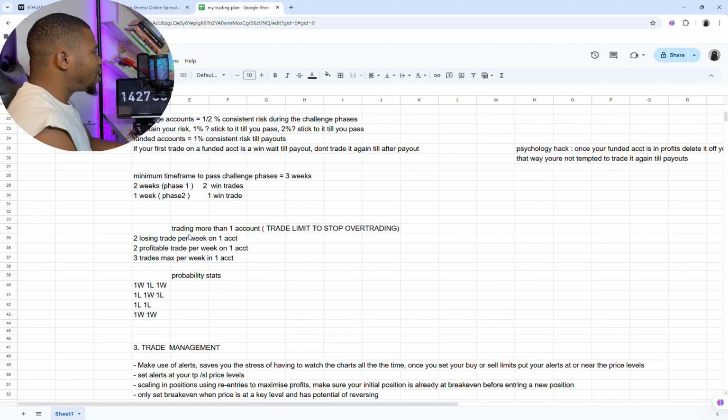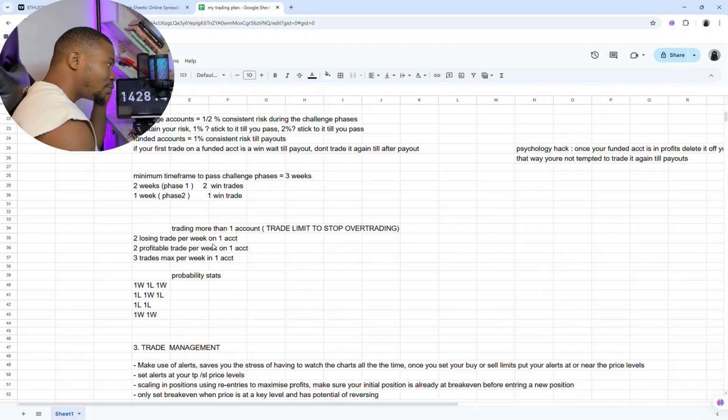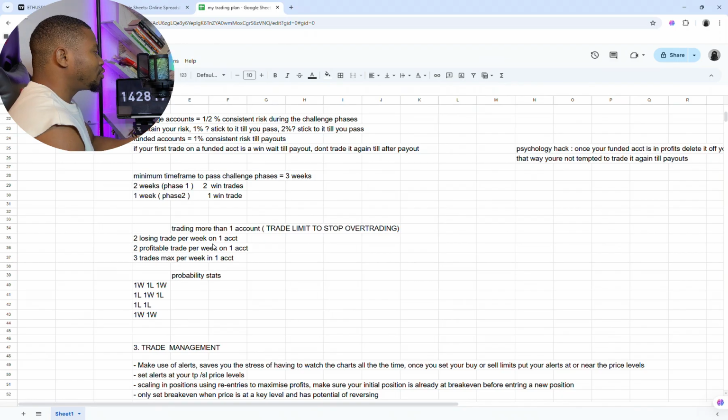2 losing trades per week on one account. Let's say I lose 2 trades every week, I'll just choose one account and start trading on it. Then if I lose a trade on that account, I'll stop trading on it and focus on another account. But my maximum trades per week is actually 3, which means sometimes if I take the 2 losing trades, I might not trade for that week again on the account. Then if the next week comes, I'll start trading on a fresh account.